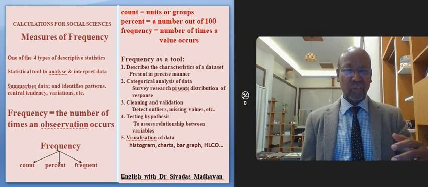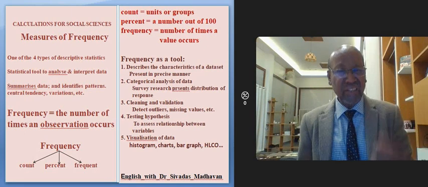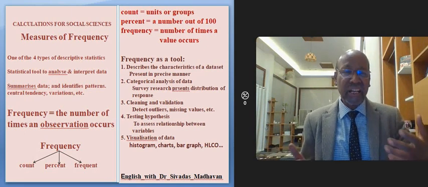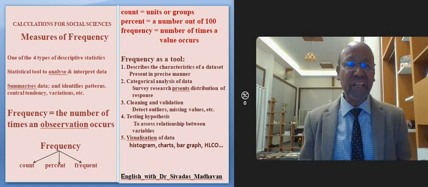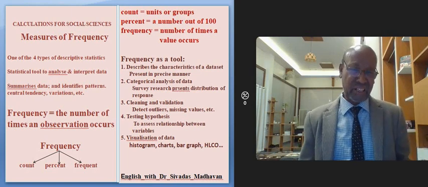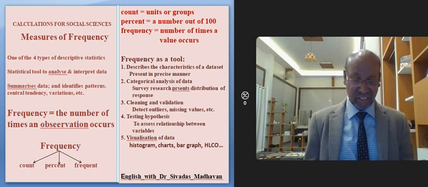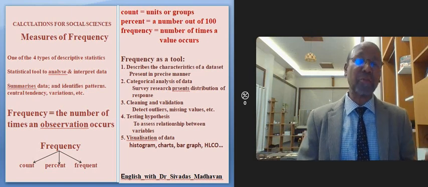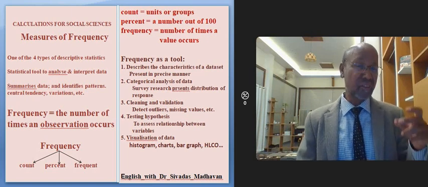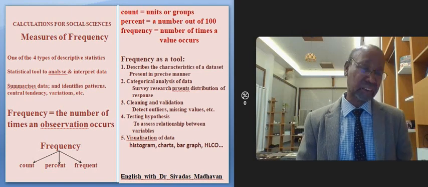So frequency as a statistical tool has certain functions. And the first one is description. It describes the data set, and it describes the characteristics of data set. An example, it presents the data in a precise manner. So with the help of frequency, we can explain or we can describe data in a precise manner. That is the first function.